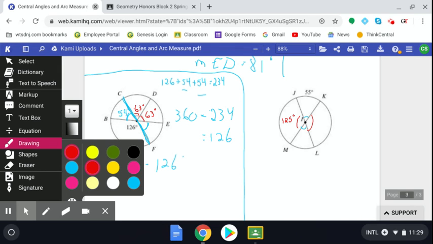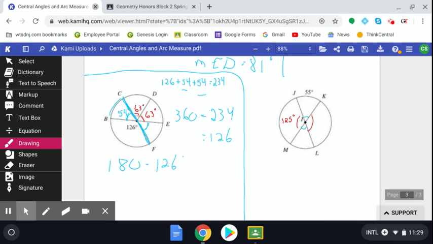Okay? And the corresponding arcs would be the same measure. So over here, arc BC would be 54. Here arc EF is 54, and so forth.